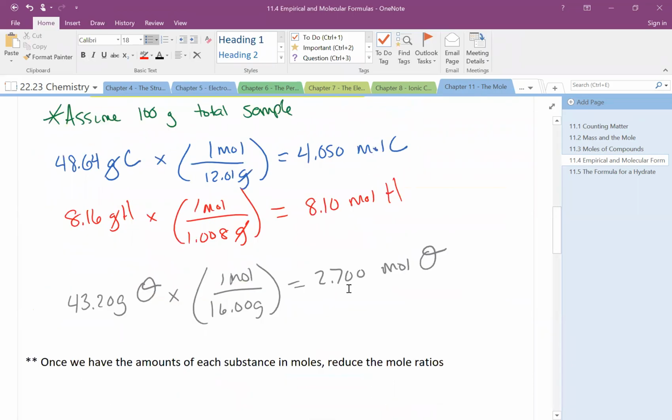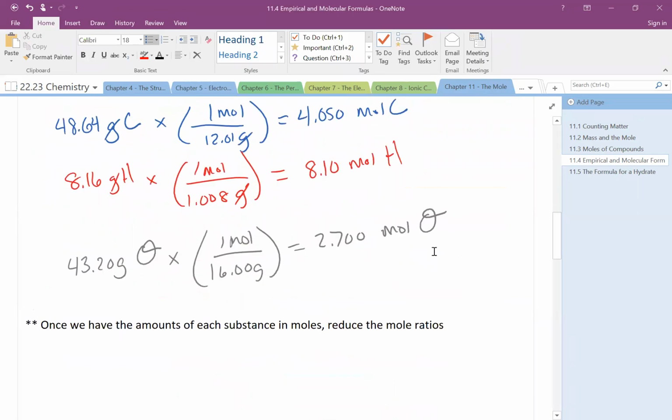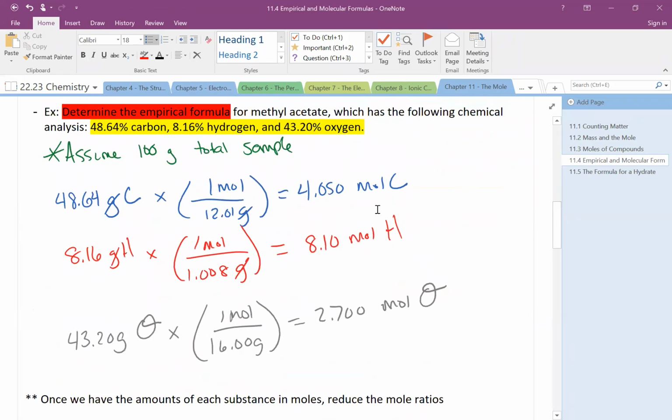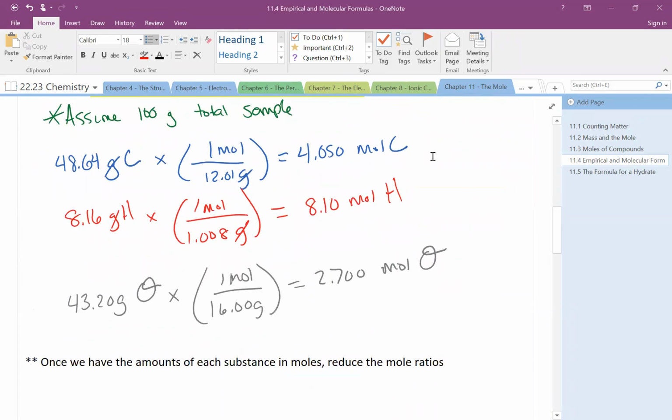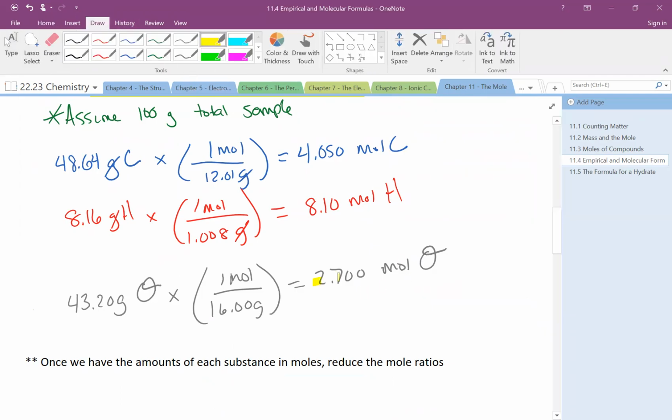We're going to set these in a ratio in order to determine how many of each element we have in our molecule, like in each individual molecule. So I'm going to take the smallest number here. So I'm going to start with my 2.70 moles of oxygen, and I'm going to divide all of the numbers by that smallest mole count here, and we'll see where that gets me.